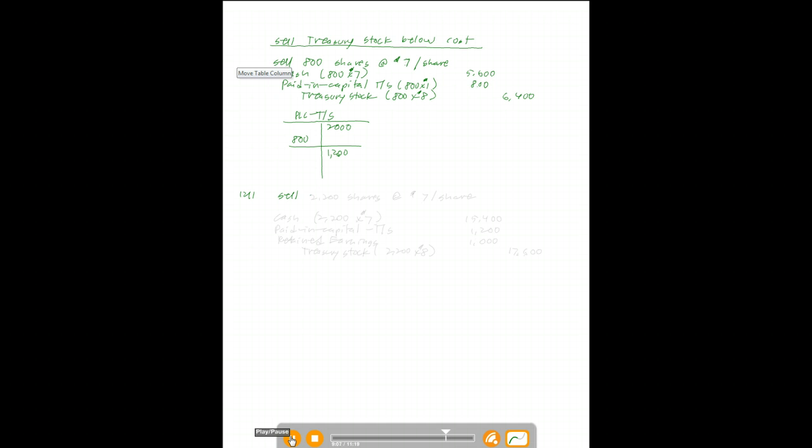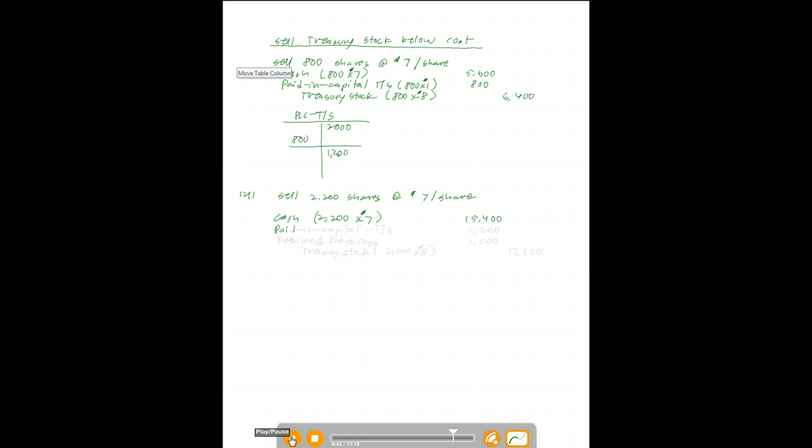Okay? So now let's say that on December 1st, we're going to sell the remaining 2,200 shares at $7 a share. So we're going to debit cash for 2,200 times $7, which is 15,400. Now, we've sold this at a loss, okay, because we paid 8.